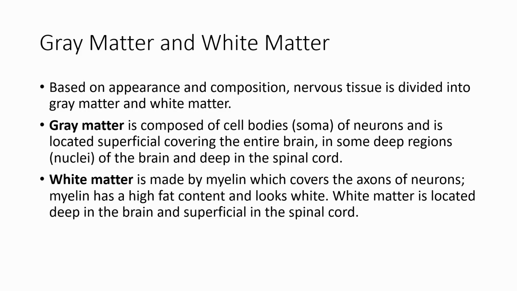The white matter is the axons, right? We see all these axons, and it looks white because remember those axons are covered in that myelin sheath. Myelin is lipid based, so it's a high fat content, which makes it look white, right? And so white matter we're going to see either deep in the brain or superficial, so we're going to see it on the outside basically of the spinal cord.